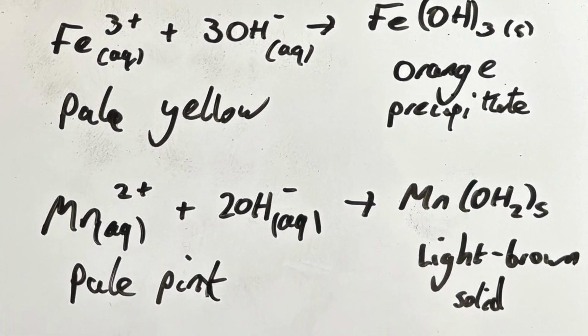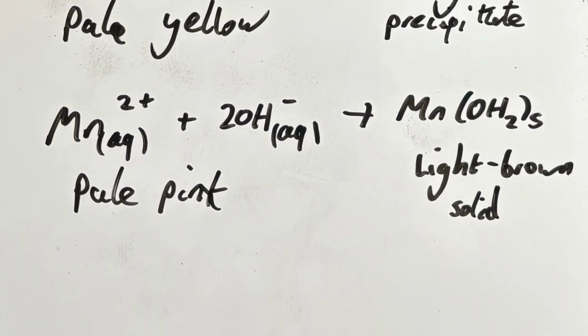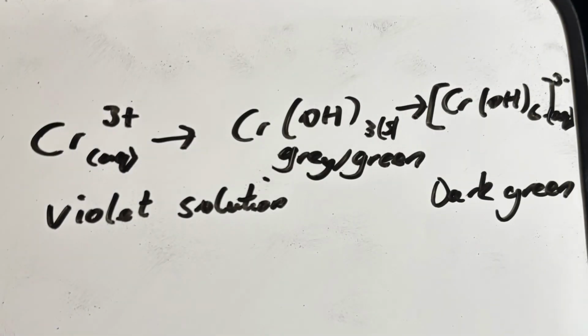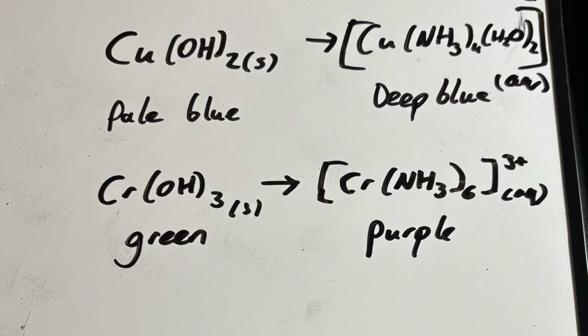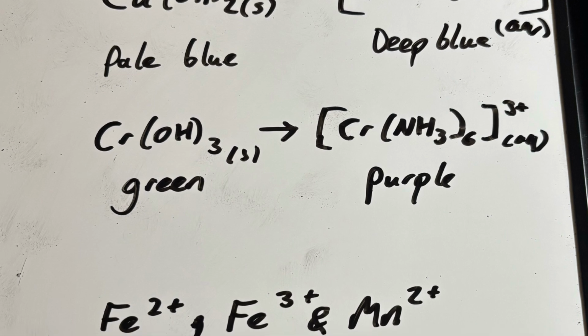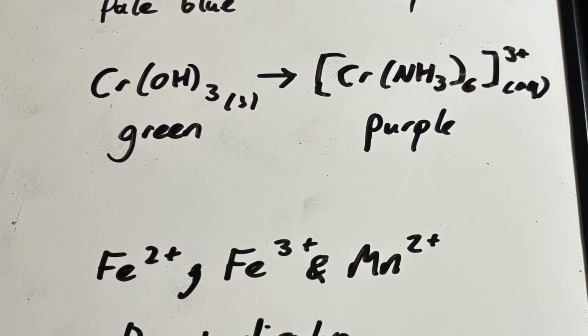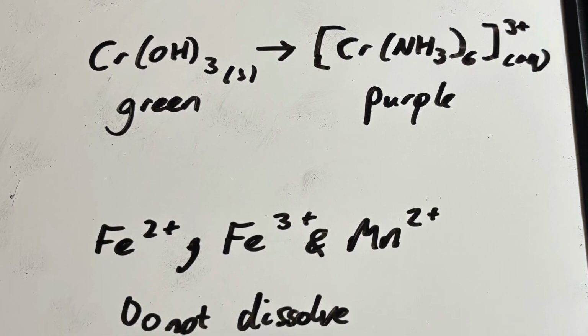iron 3+ is pale yellow to orange, and then manganese is pale pink to a light kind of brown. Now, chromium is a special case. It's a violet solution to begin with, and then it turns kind of a grey-green precipitate, and then you add some more and it becomes a dark green complex ion. Now, you can dissolve precipitates in ammonia, so copper goes from pale blue to deep blue, chromium will go from green to purple, and iron 3 and manganese do not dissolve at all.